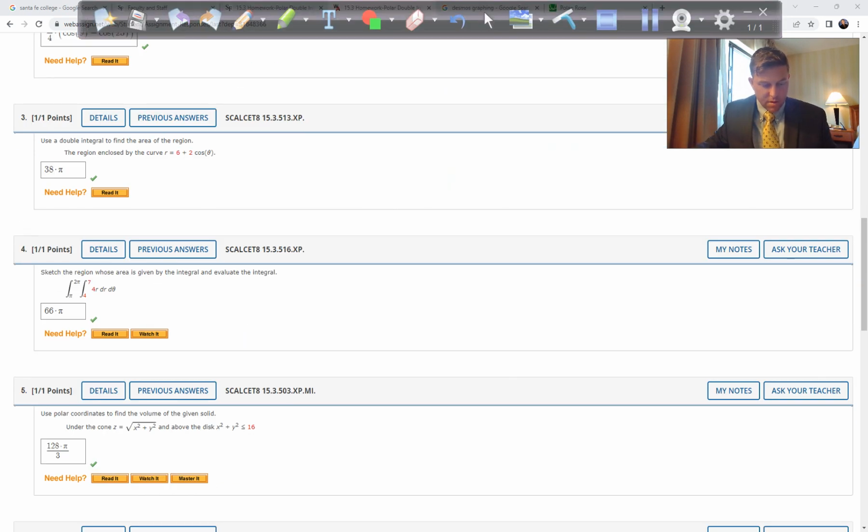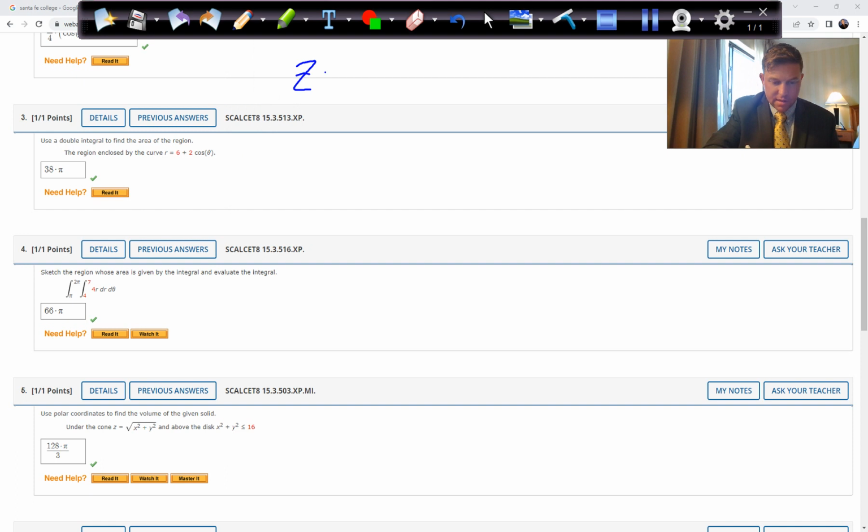Problem 5. Use polar coordinates to find the volume of the given solid under the cone z equals square root of x squared plus y squared, and above the disk x squared plus y squared less than or equal to 16. Okay, so let's work with this first. So z is equal to the square root of x squared plus y squared. Well, x squared plus y squared equals r squared. So in polar coordinates, this would be the square root of r squared, which is r.